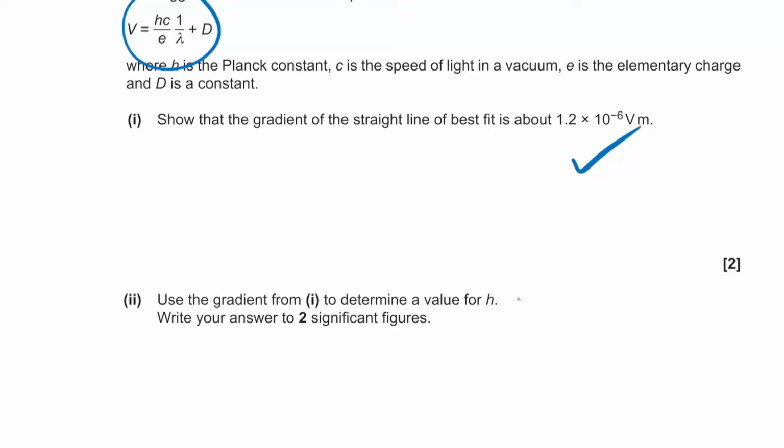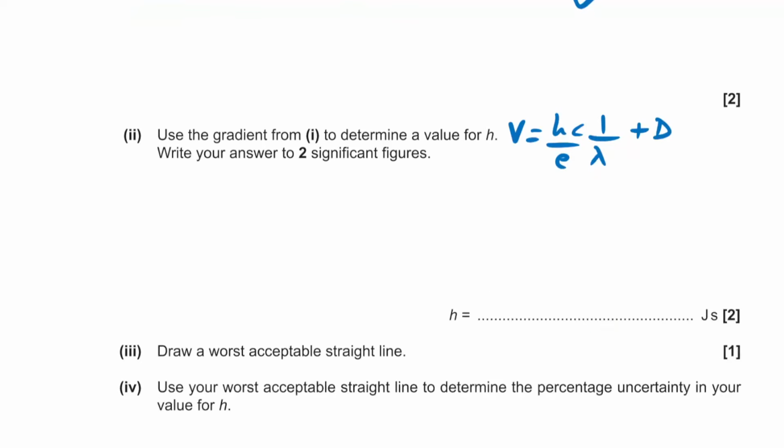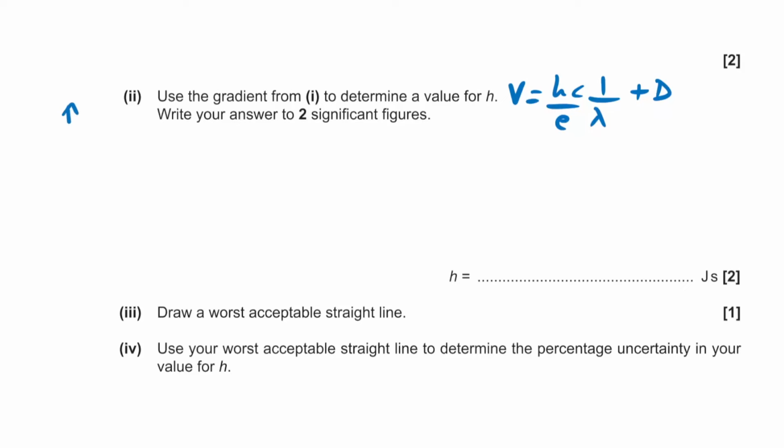Okay, so let's write down the equation again. We have V is equal to hc over E times 1 over lambda plus D. D is a constant. We know that our graph was V against 1 over lambda, don't we? And so if we equate it to y equals mx plus c, then if this is our x, and this is our y, then that's our c.